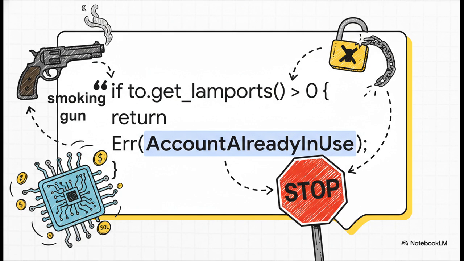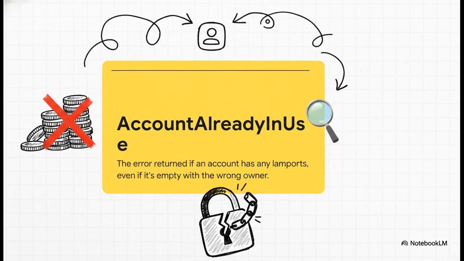And if the answer is yes, bam, it just stops everything and throws an error saying the account is already in use. And that's the key right there. The whole problem is in how the function defines "account already in use." To this function, any account with any balance at all, even just one Lamport, is considered in use. It doesn't matter that the account is totally empty, has no data, and doesn't even have the right owner. That super simplistic check is the entire vulnerability.